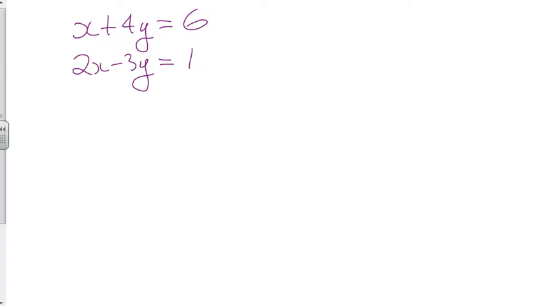So what would we do yesterday? Well, yesterday we would rewrite the first equation as y equals negative 1/4 x plus 3/2, and we would rewrite the second equation as y equals 2/3 x minus 1/3. We would graph those, use second calc intersect, and find the point of intersection. But we're not going to do that. So we're going to call this equation 1, and we're going to call this equation 2.